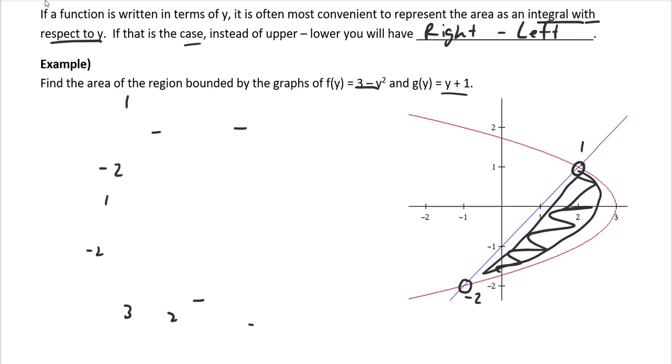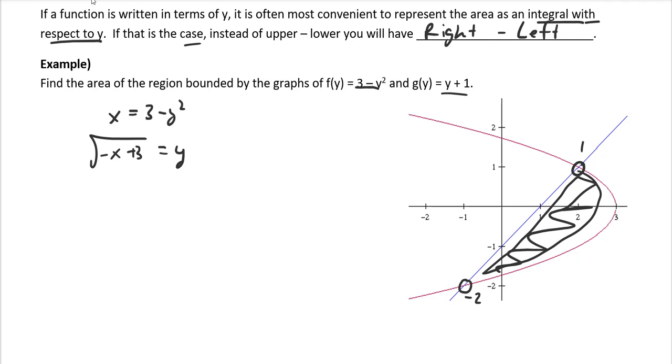Say you don't like y's, I don't see the benefit of y's, and you wanted to put this in terms of x. Then this is really x equals 3 minus y squared, and you could solve this. So this is x minus 3 divided by the negative, so it's negative there, and then you could square root that, and that doesn't really help you at all, but that's what you can do. And this would be x equals y plus 1, so y is equal to x minus 1, and that's really what your graph is right there, x minus 1.